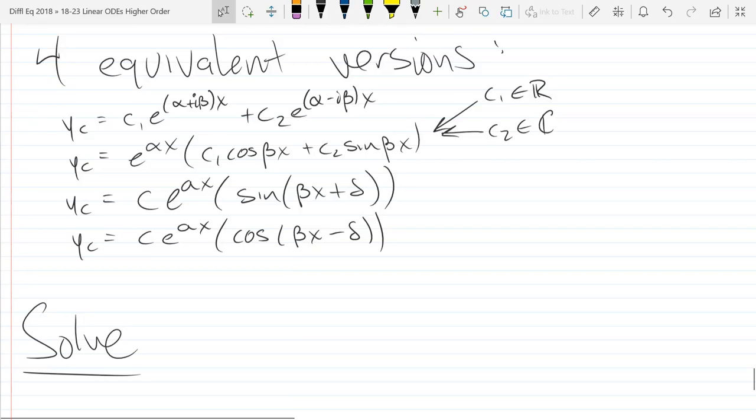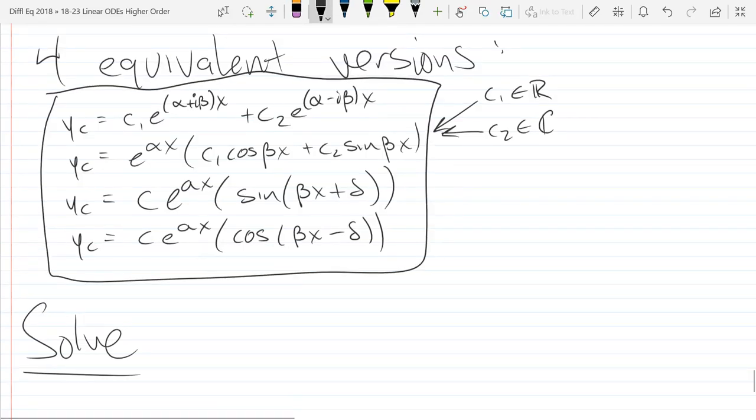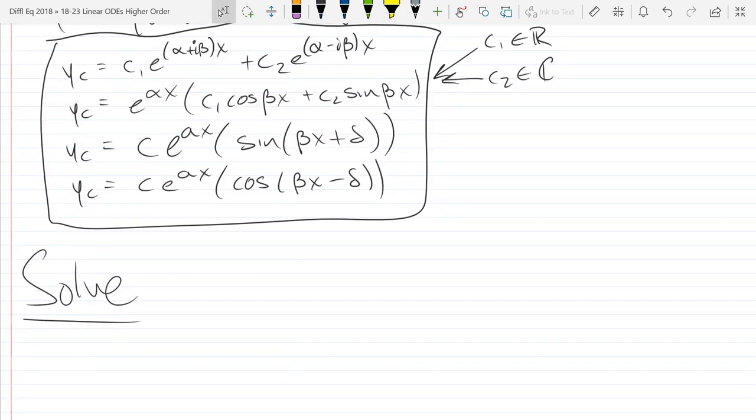Alright, so you can use whichever form is most convenient at the time. So we're going to solve a relatively, well, it's going to be only degree 2, but it's obviously better to have complex solutions, not real solutions. So we're going to solve y double prime minus 2y prime plus 2y equals 0.